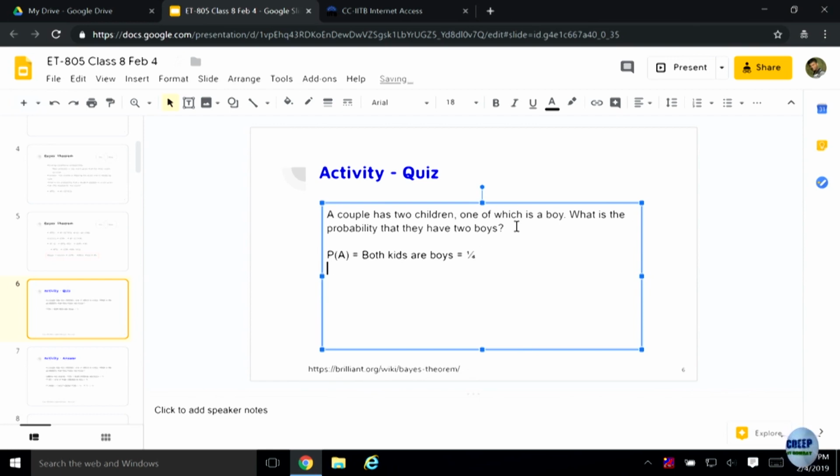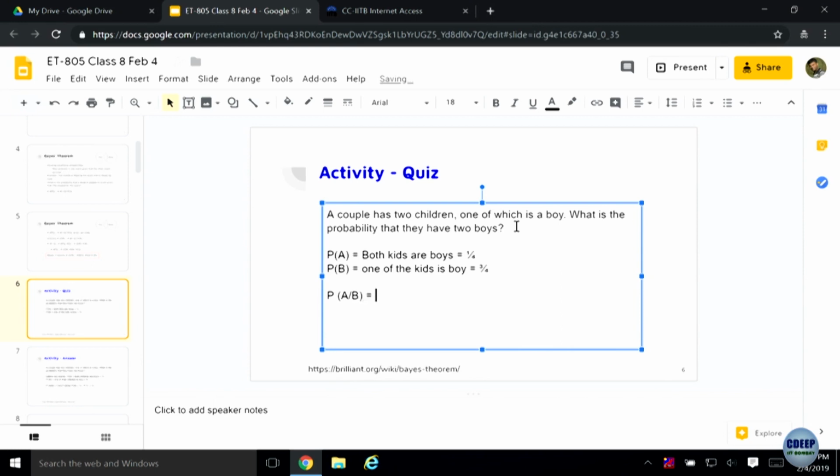What we want to predict is the probability of, what is the probability of one of which is a boy? One of the kids is a boy is 3 by 4. Three by four.